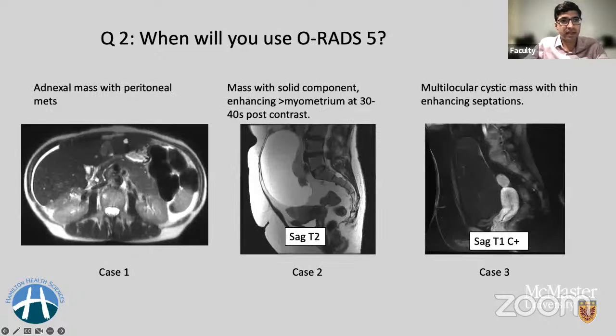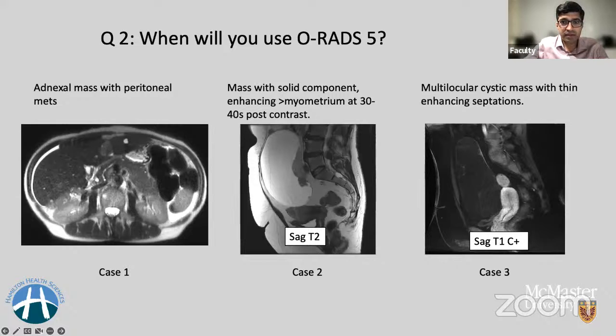So the next question is, when will you use O-RADS score 5? Case number one is an adnexal mass with peritoneal mets. This is an actual MRI from the upper abdomen, and you can see that this is the section of the liver. Those are the kidneys. I know that this is obviously our O-RADS talk, so I'm not showing any pelvic image here, just because you can see all of these soft tissue deposits in the hepatorenal space, and maybe a little bit of soft tissue adjacent to the falciform ligament as well.